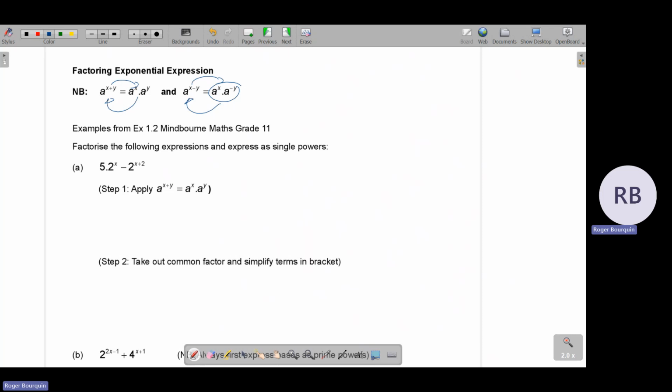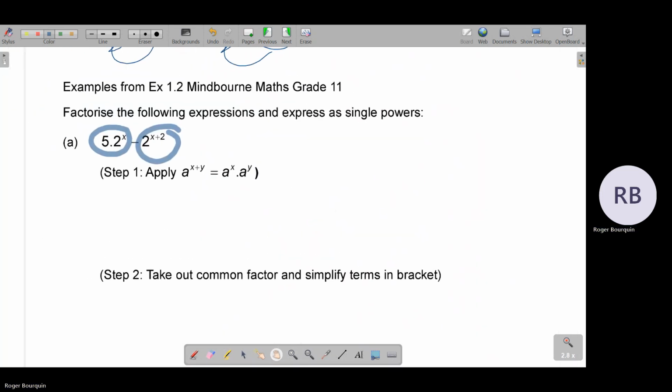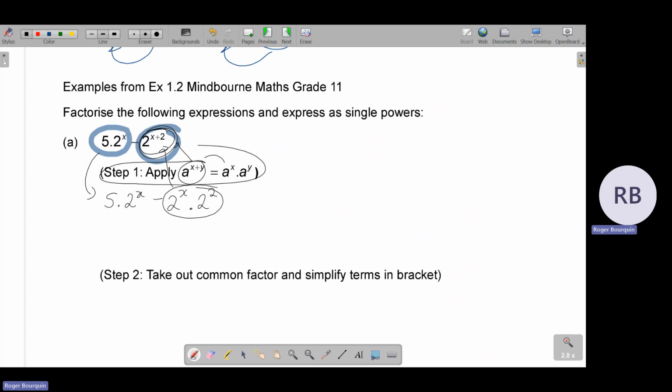Remember, factorize means rewrite something as something times something. So we're going to try to factorize these expressions over here. So to do that, well, I don't have a problem with this initial first term. I'm going to apply this rule over here to this term over there. So that's not going to change. It's going to be 5 times 2 to the x. But this 2 to the x plus 2, if I use this rule on that, 2 to the x plus 2 is the same thing as 2 to the x times 2 squared. Remember, if you multiplied these two things together, you'd get back to that over there.